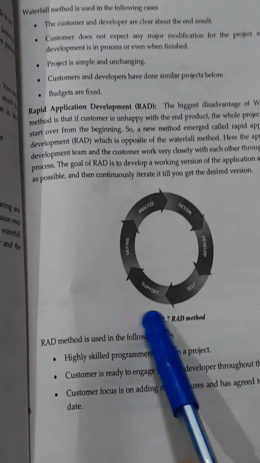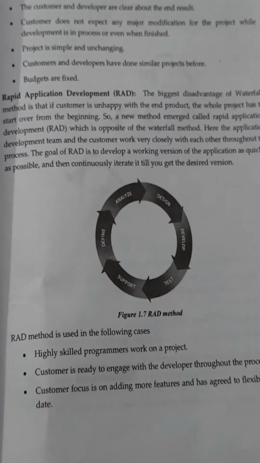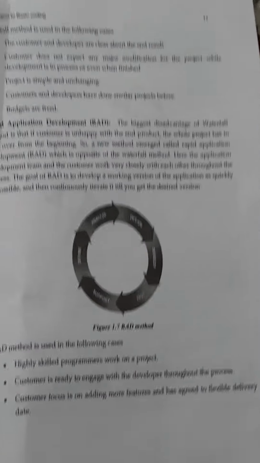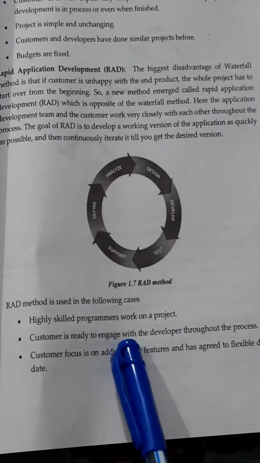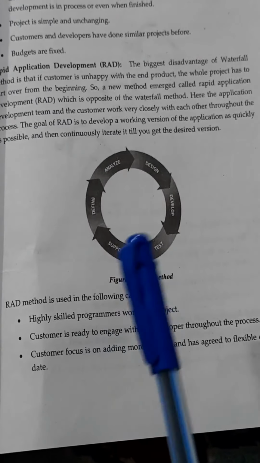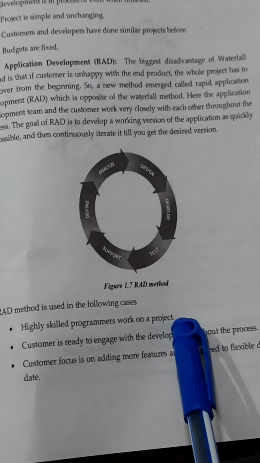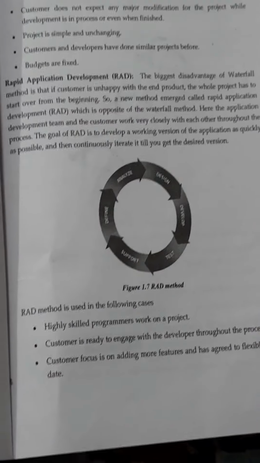So the difference between agile and rapid is that agile is properly planned. The duration and even the money is properly planned. Here it may change: time may change, it may take more or less time. The finance may also increase with the time. So this is one of the application development approaches.